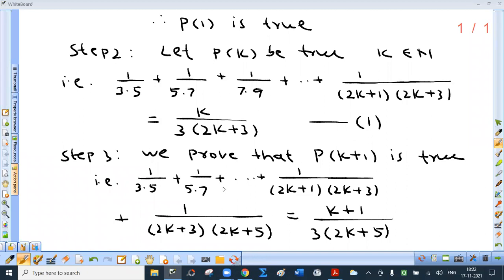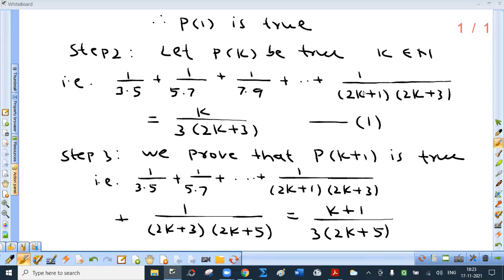In the third step, we prove that P of k plus 1 is true. Please listen to me. What do you mean by P of k? Basically, k terms. So what is P of k plus 1? K plus 1 terms. So on left hand side, we write these terms. So I have written these k terms, and the next term is obtained by replacing k by k plus 1. Here I have omitted one step. I have directly written this.